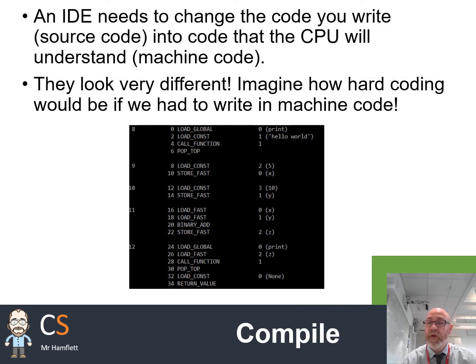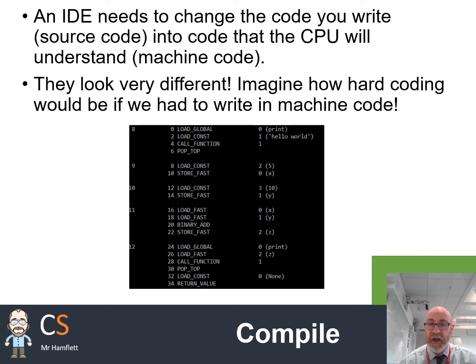So when we want to run our programs, the translator will need to take the source code and turn it into machine code. When you do so, it will turn it into code which is very, very different to what we're used to. It's going to take a high-level language and turn it into a low-level language. On the screen, we have an example of a low-level language.